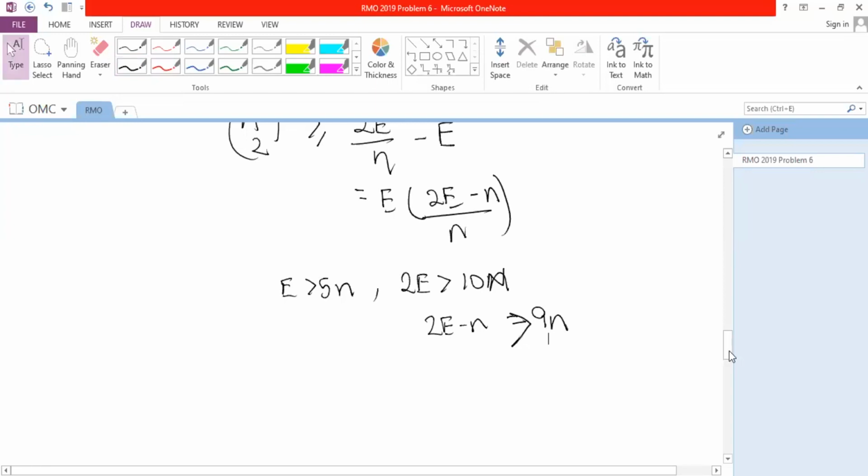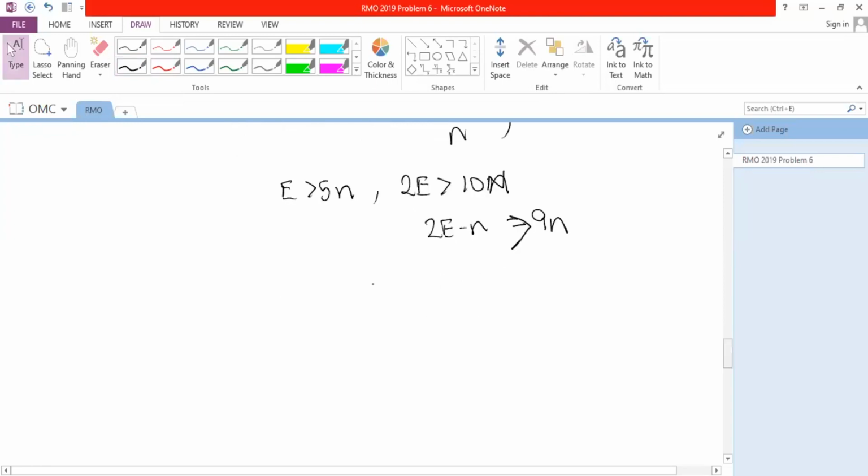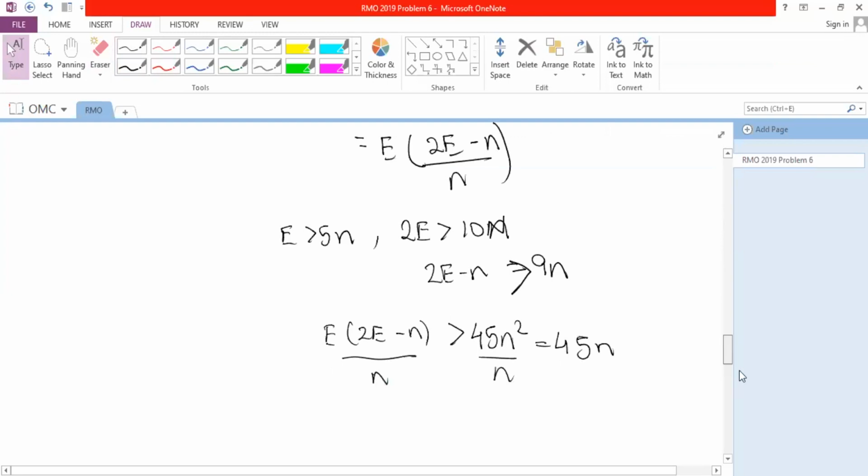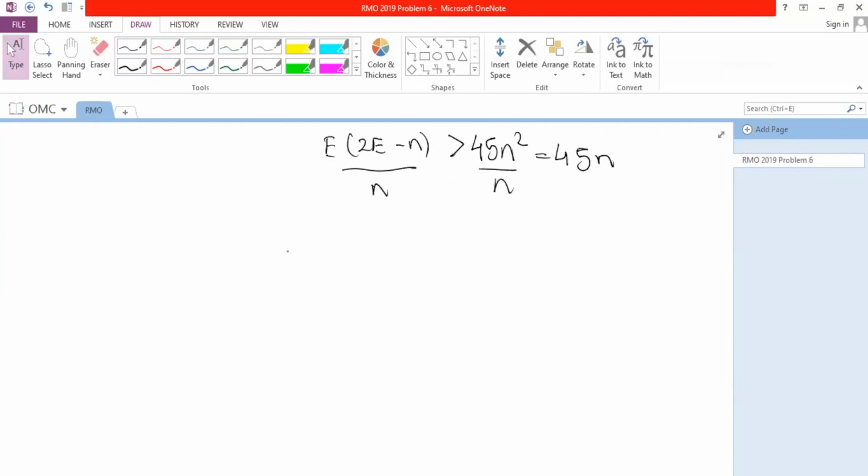So both of these quantities are positive, so we can multiply them. So we have that e times 2e minus n is greater than 45n squared. Dividing by n, which is also positive, we get that this is greater than 45n. Great. So we have the following inequality: n choose 2 is greater than 45n.